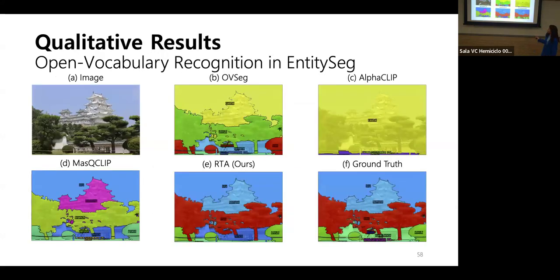So these are some qualitative results to show how our model is doing better. These are the images, this is the ground truth segments, and this is our model compared to previous state-of-the-art methods. We can see that our model is able to resolve the ambiguity between castle and temple, and also the model is able to recognize trees, and not confuse them with other related semantic concepts like branch or scope.